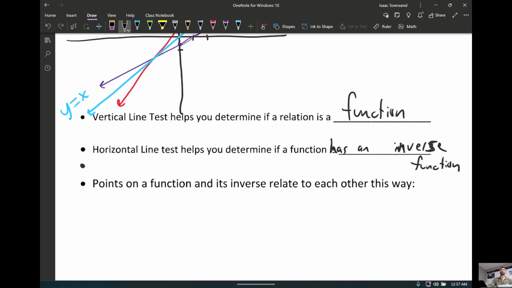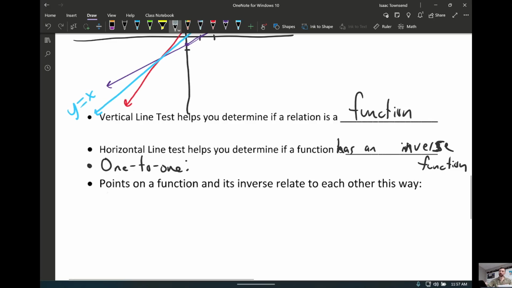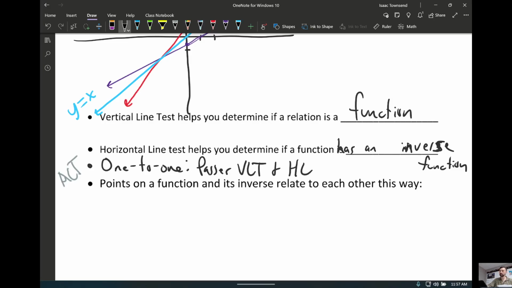And then I need you to squeeze a term in here. You also need to know what it means to be one-to-one. This shows up in this section. And I know the term one-to-one, unless something has changed, it gets thrown on the ACT. But to be one-to-one just means it passes both of those tests. Passes the vertical line test and the horizontal line test. It means it's a function and its inverse would be a function.